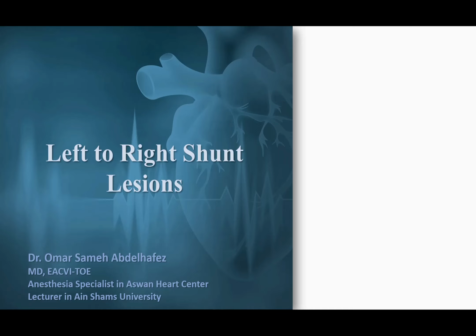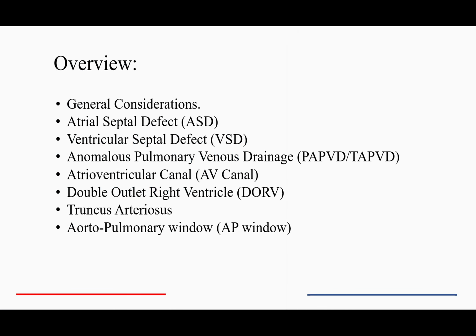We will start the lectures for anesthesia for congenital heart disease. They will be divided over 6 lectures. Each lecture may be divided into several parts according to their length. Today we'll start with left to right shunt lesions. We'll talk about the general considerations for left to right shunt lesions.